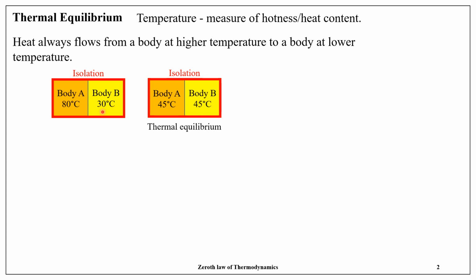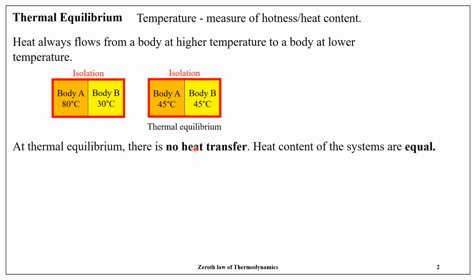Because of that, temperature of body A decreases, correspondingly the temperature of body B increases, and they reach an equilibrium at 45 degrees Celsius. So at thermal equilibrium, there is no heat transfer. That means heat content of the systems are equal.